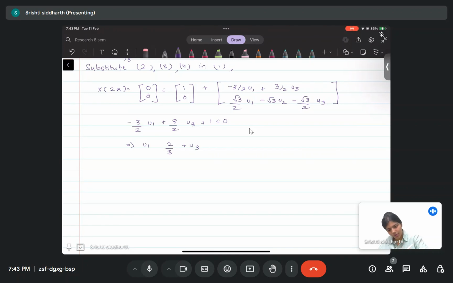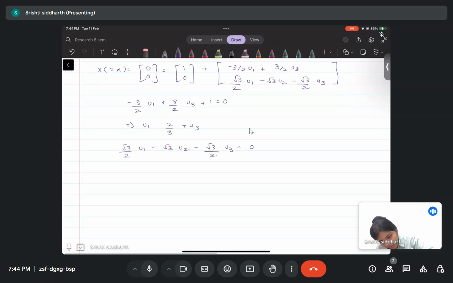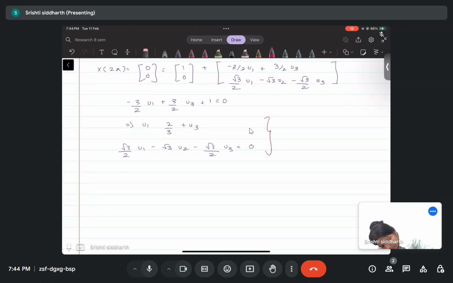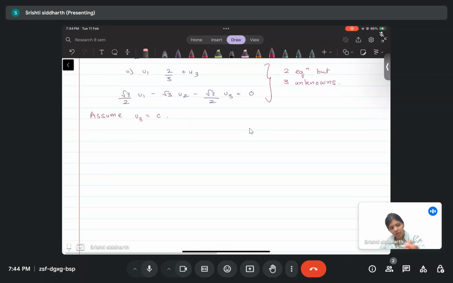Similarly, we have the next equation: root 3 by 2 u1 minus root 3 u2 plus u3 equals 0. So we have these two sets of equations, and we're going to assume that u3 is some constant c, because we want to solve for 3 unknowns with two equations. So we're going to assume that this is some constant.